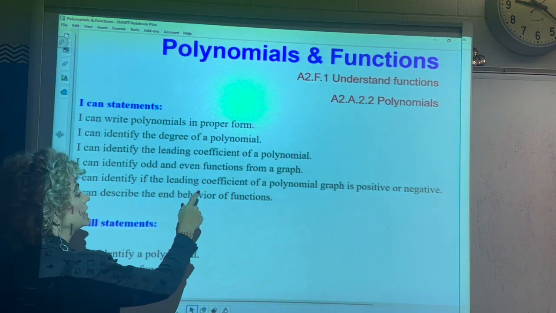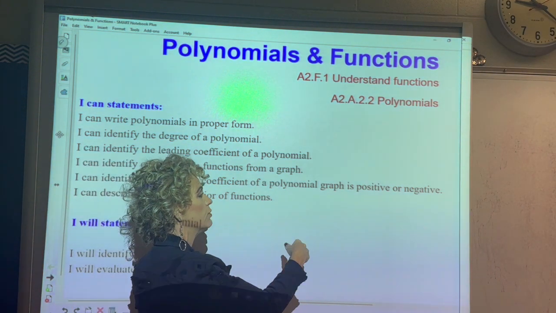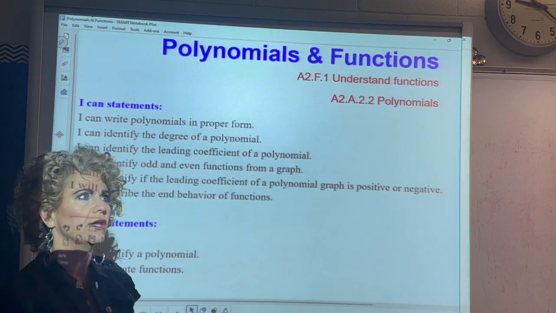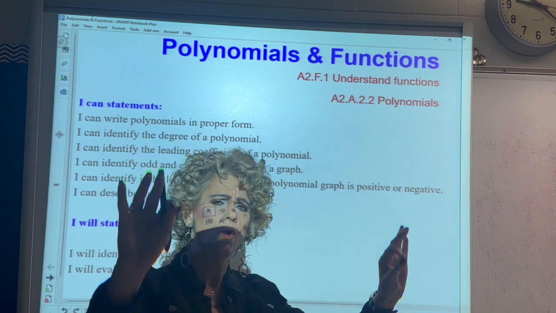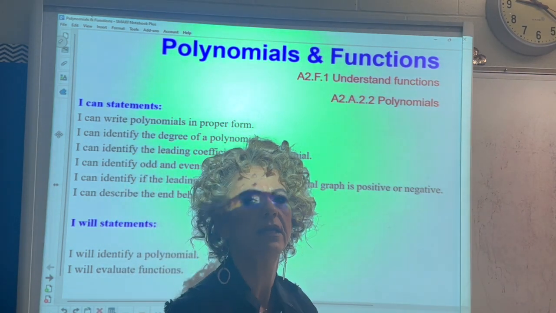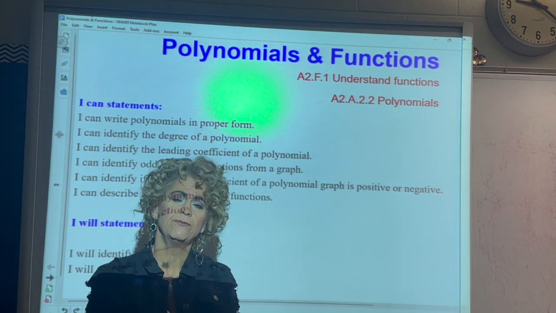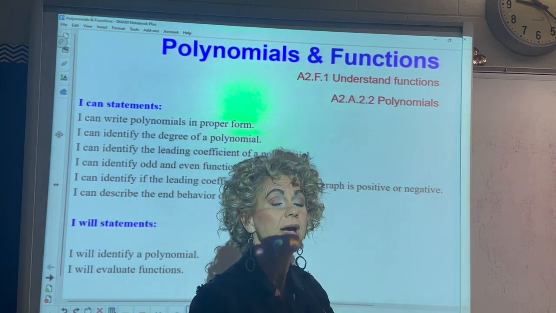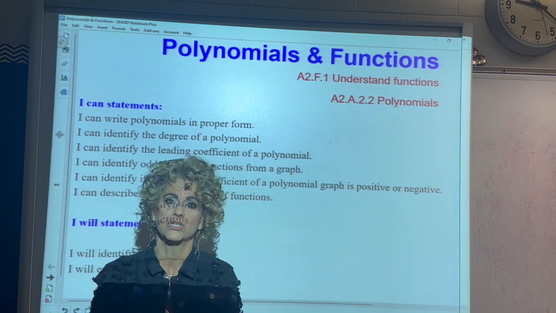I can identify whether the leading coefficient of a polynomial graph is positive or negative. If you have an even function and both the ends are going up, then you have a positive leading coefficient. An even function with both ends going down has a negative leading coefficient.